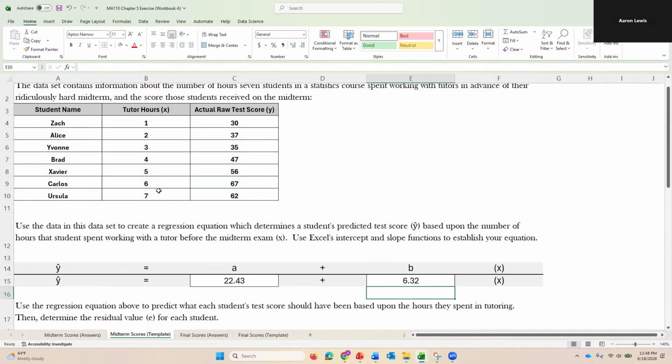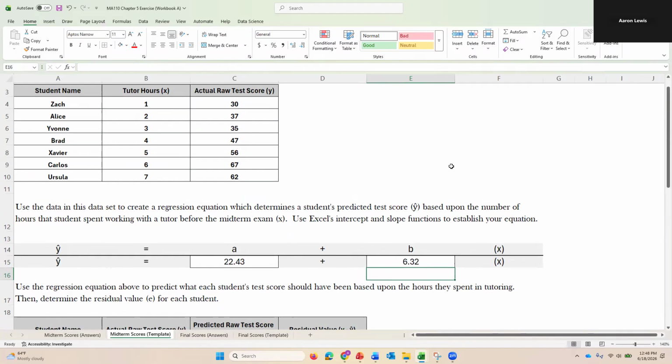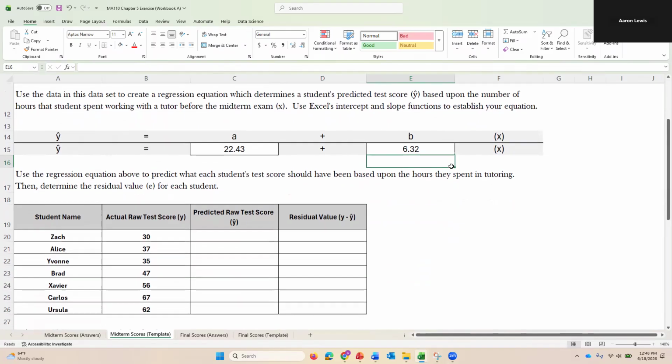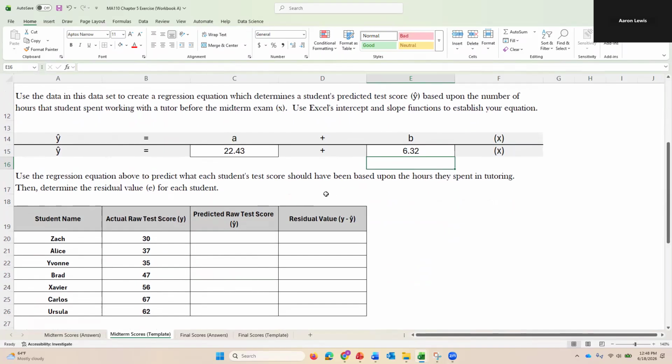So our regression equation is 22.43 plus 6.32 times X, which implies that a student that didn't go to tutoring at all would get about a 22 on the test. And then for every hour they spent with a tutor in advance of taking the test, it increased their score by about 6 points. So with that, we could make predictions to see how closely our regression equation is predicting a student's performance based upon their tutor hours.